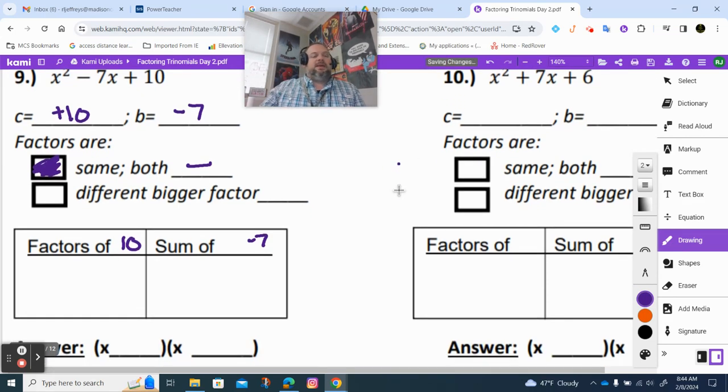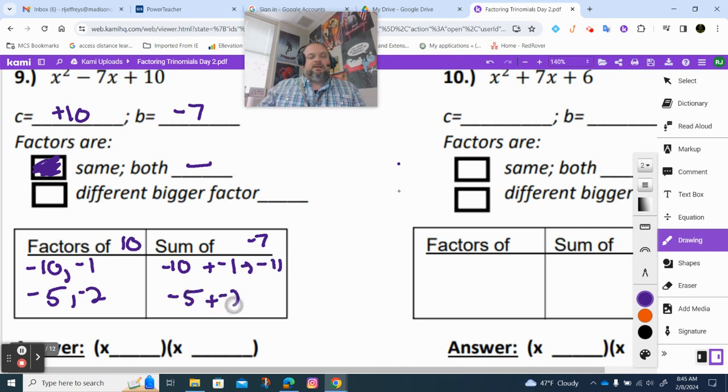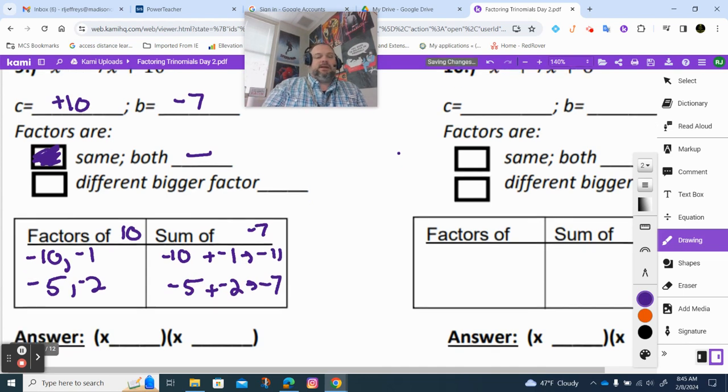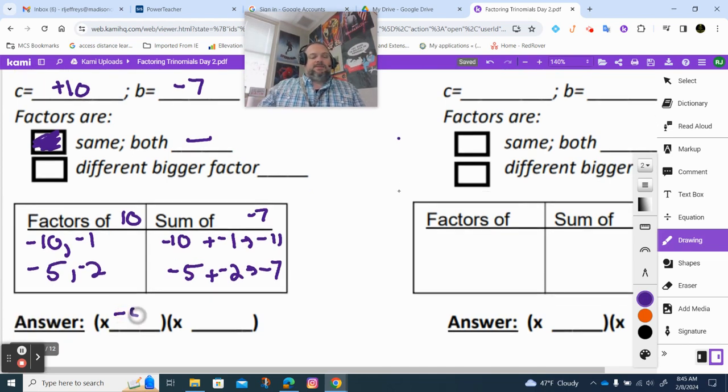All right, 10 and 1, 5 and 2. Well, this gives us -11, -5, 2, -7. Aha. So it's -5, -2.